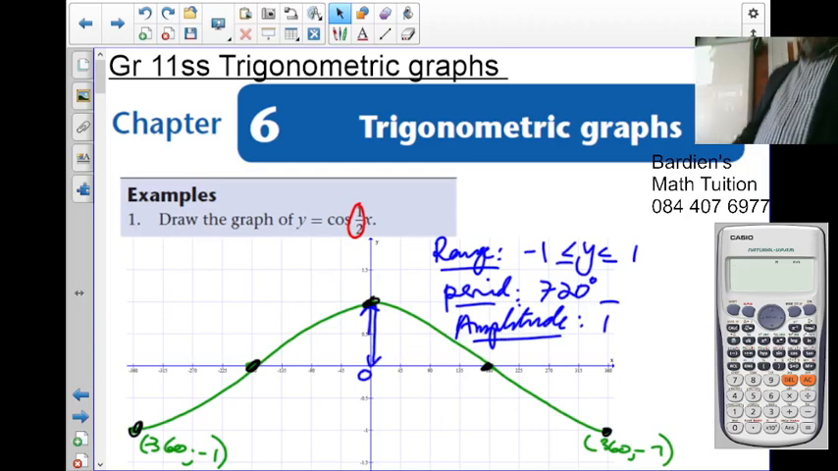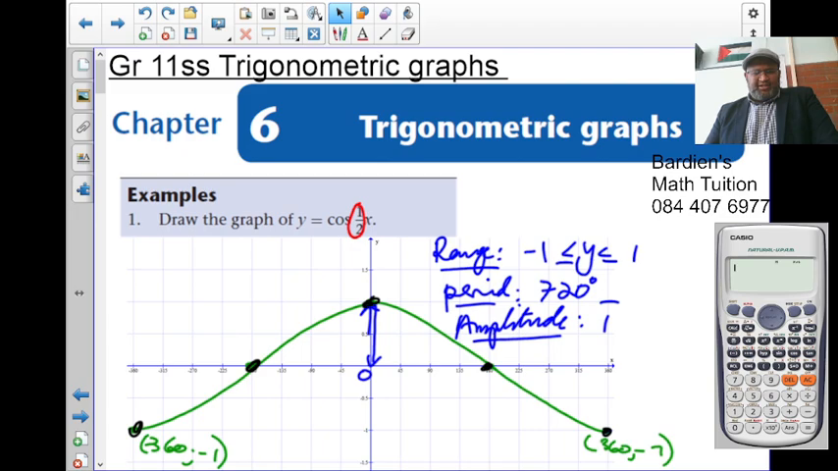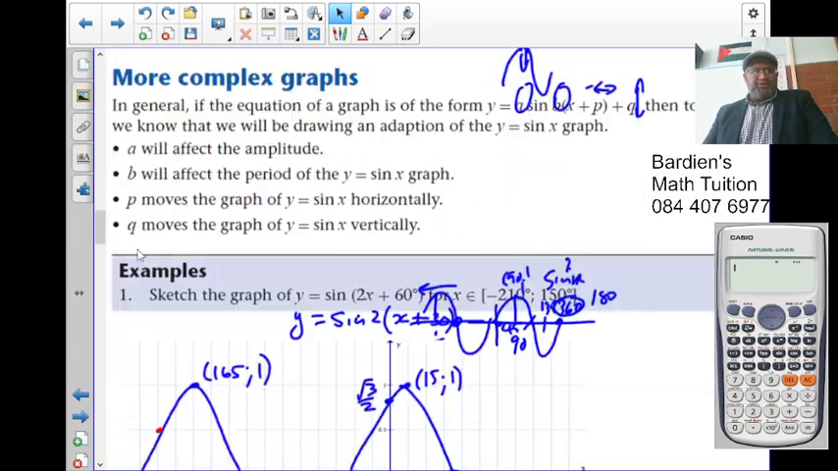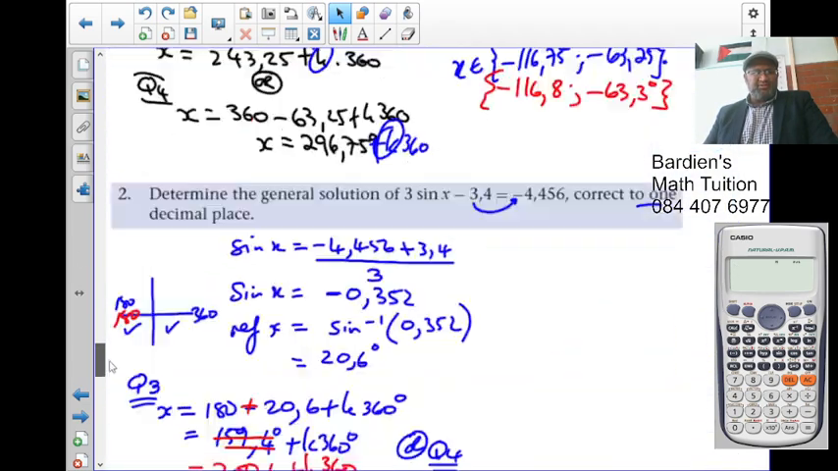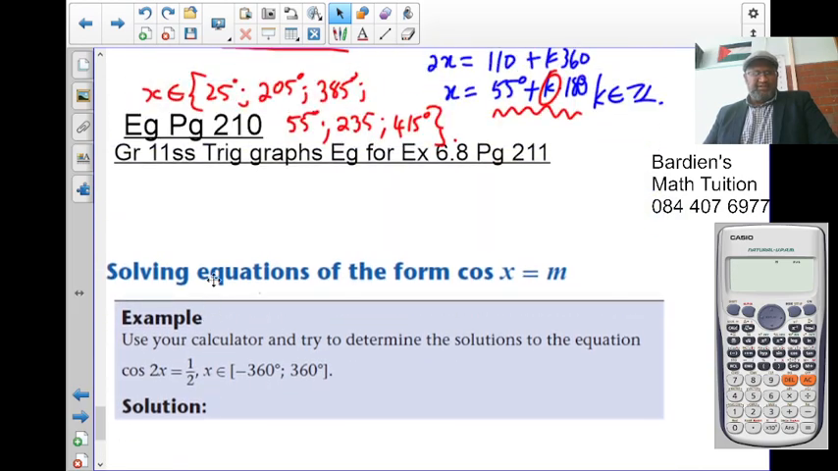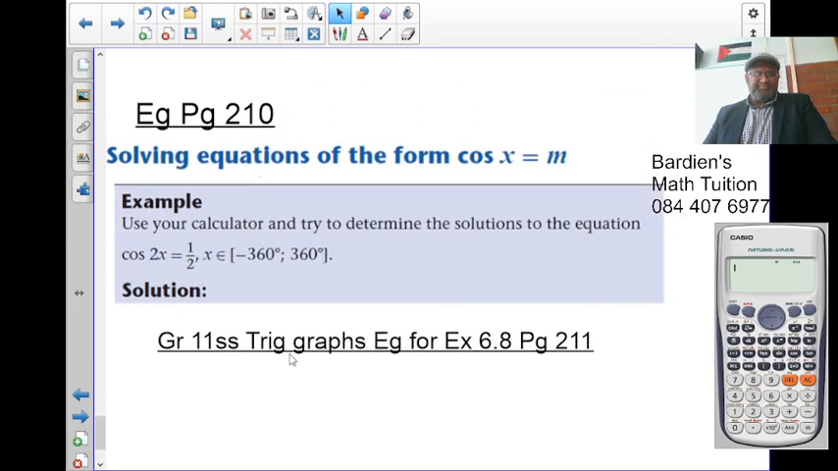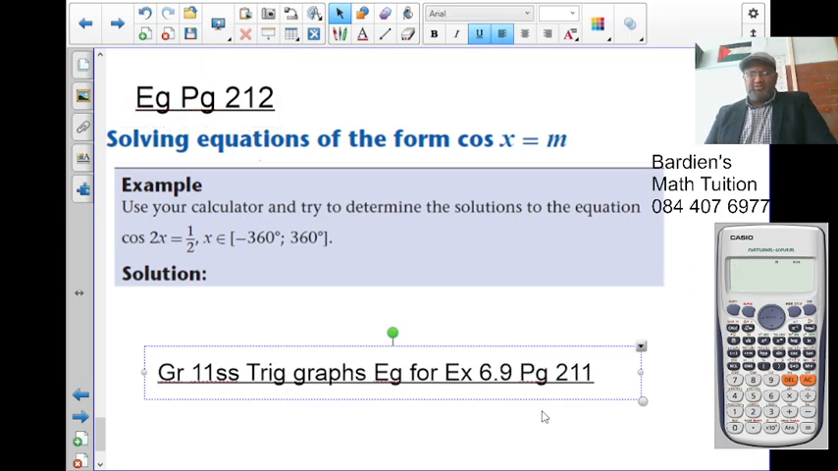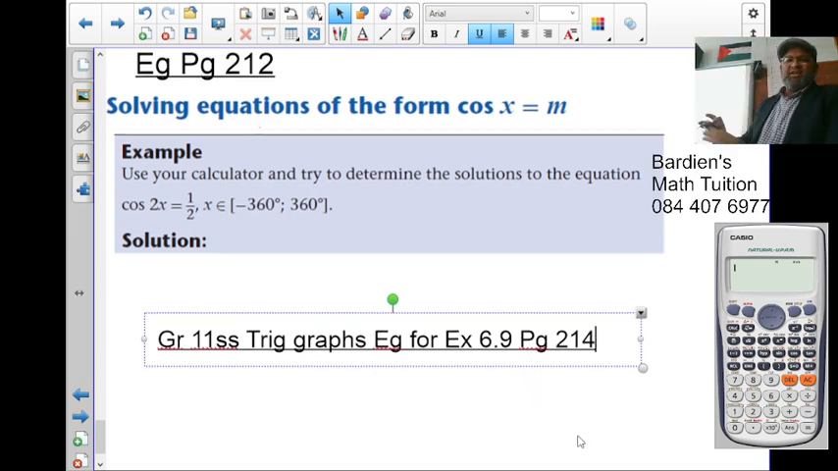Okay, good afternoon class. So today we're looking at trig graphs, the examples for exercise 6.9. The examples for 6.9 are on page 212. So we're looking at the cos graph. This is page 212, 6.9. Okay. So solving the equations of the form cos of x is equal to m.